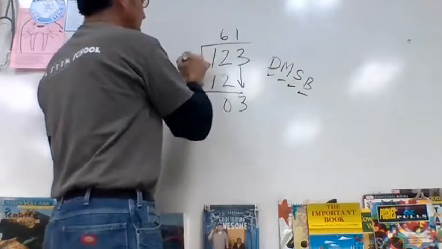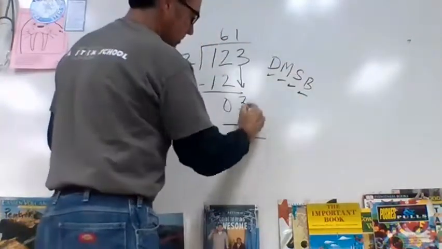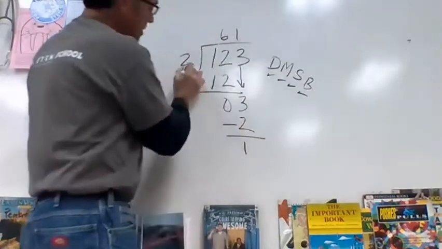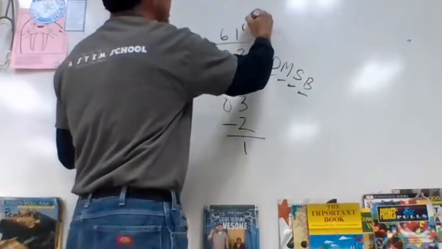Now I'm going to multiply. 1 times 2 is 2. And now I'm going to subtract. 3 minus 2 is 1. And now 2 will not go into 1. So that is my remainder. So I'm going to put a little remainder of 1.